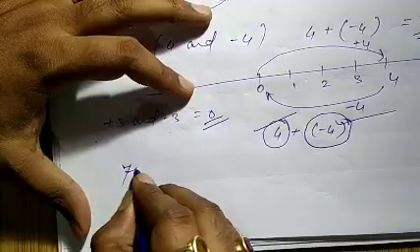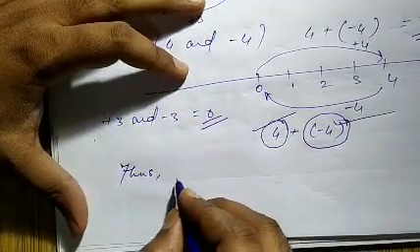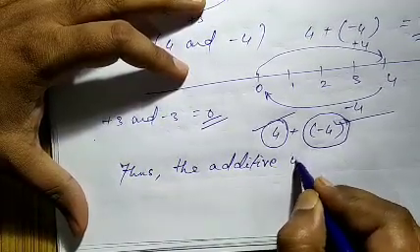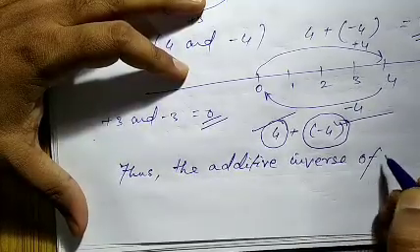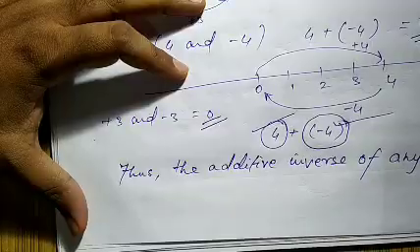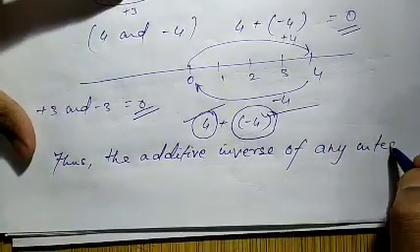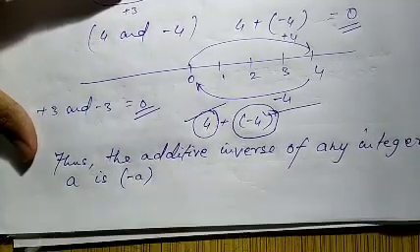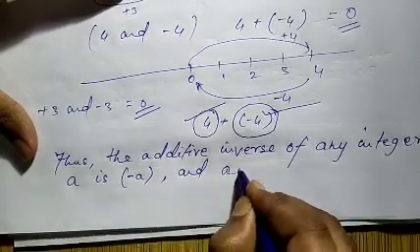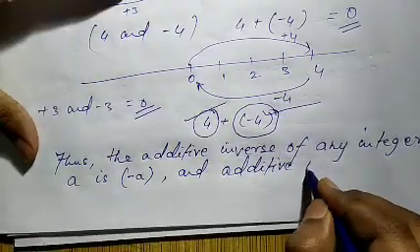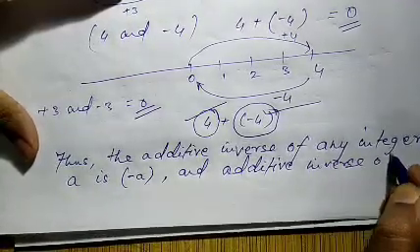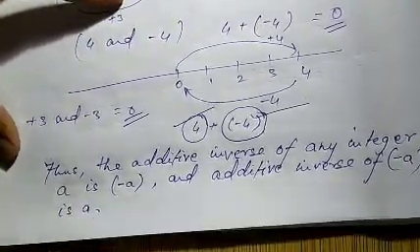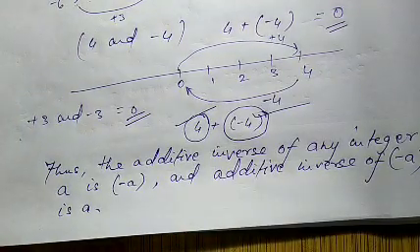Thus, the additive inverse of any integer a is -a, and the additive inverse of -a is a.